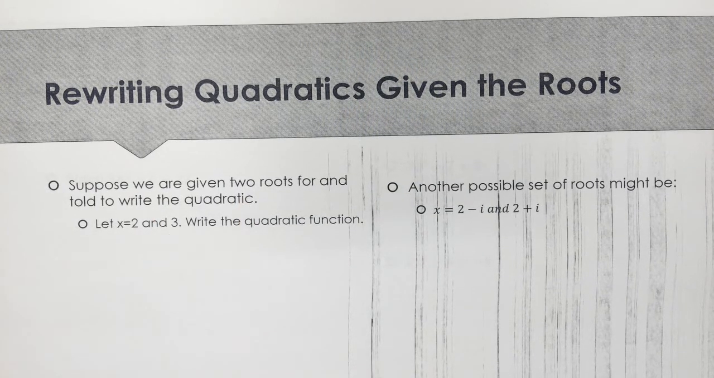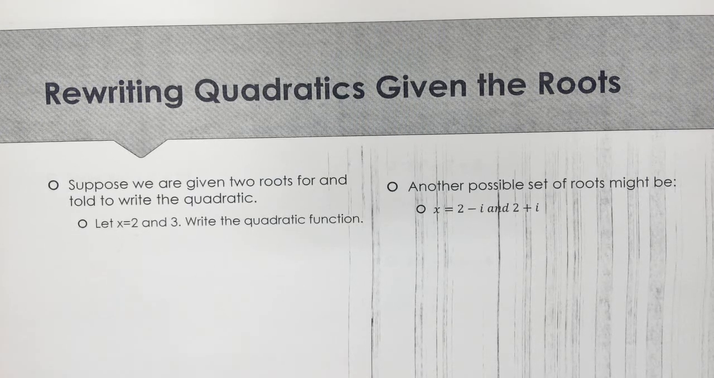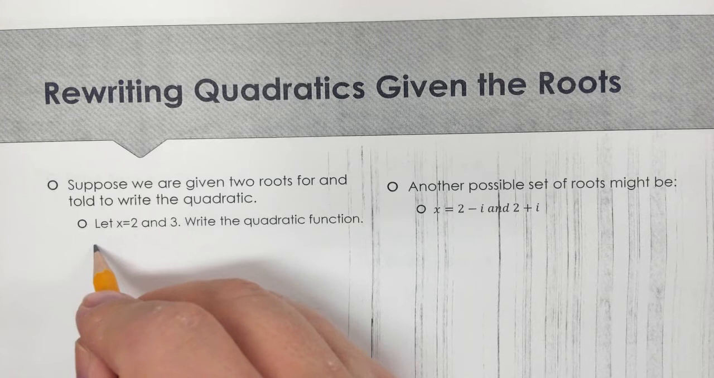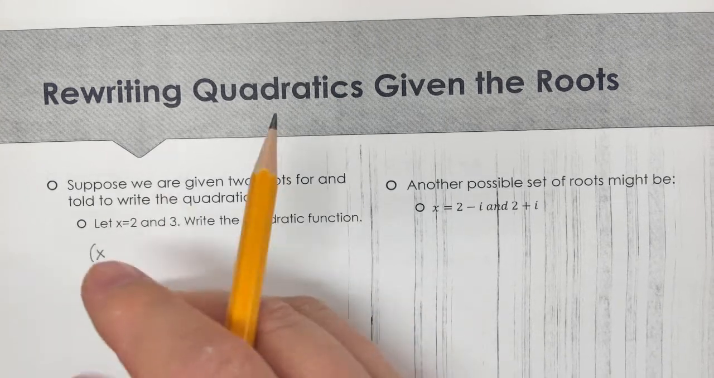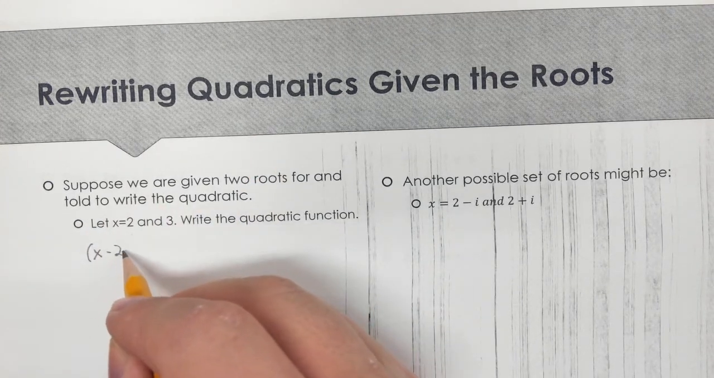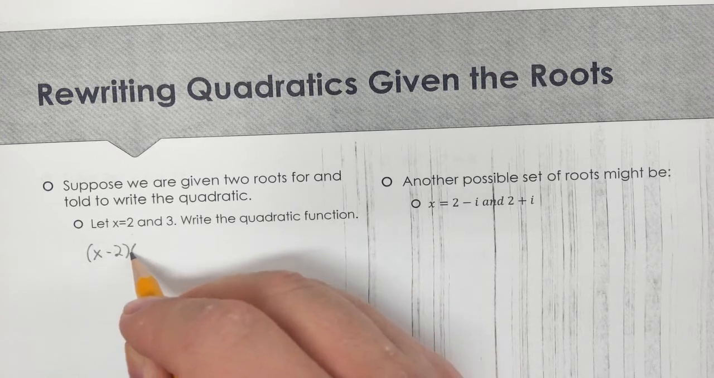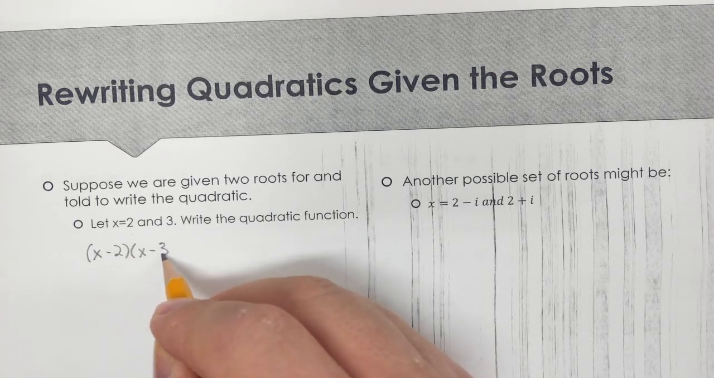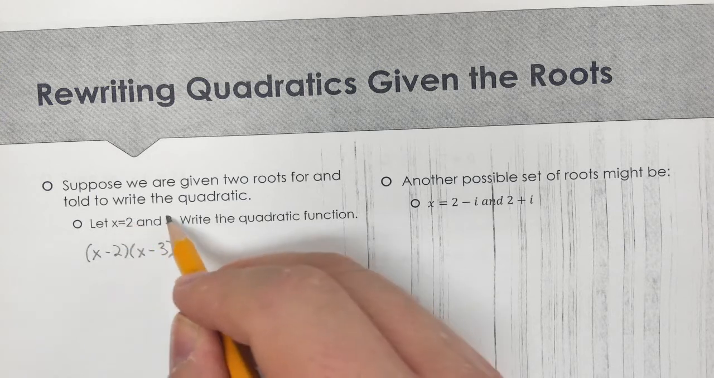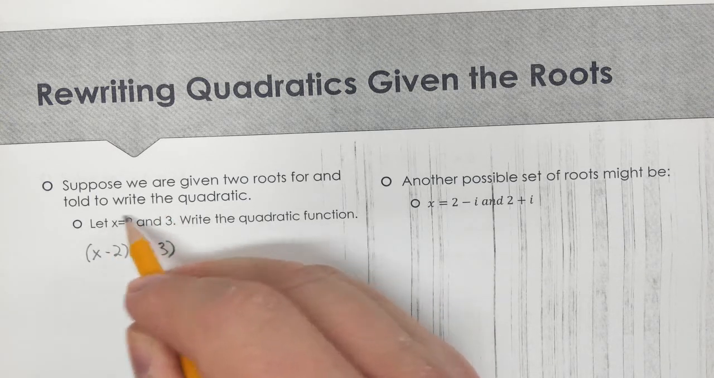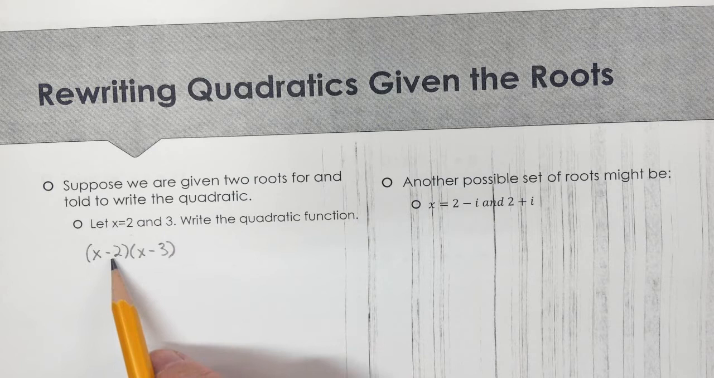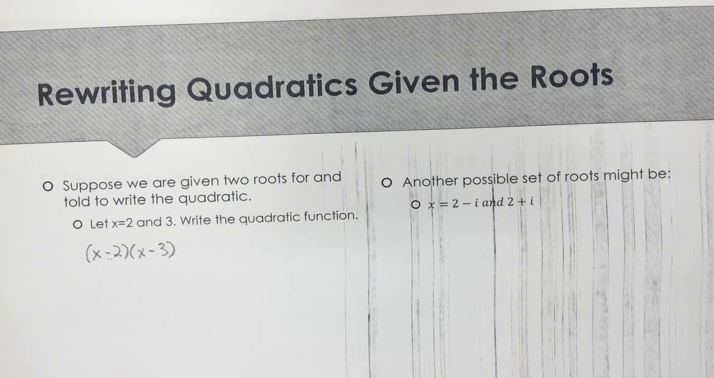Okay, so suppose we're given two roots for a quadratic and told to write the quadratic. So let's say that x equals 2 and 3, and they want us to write the quadratic. So what I'm going to do here is I'm going to take x minus 2, and this one is going to be x minus 3. So I take whatever these two roots are, these two x-intercepts, and I just plug them in here to x minus this and x minus that.